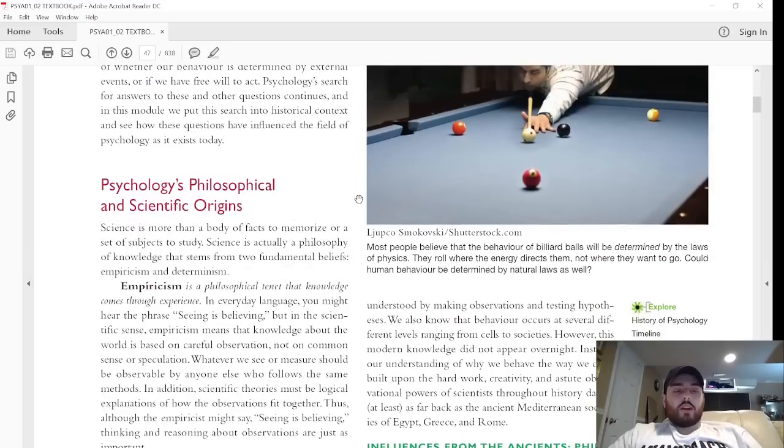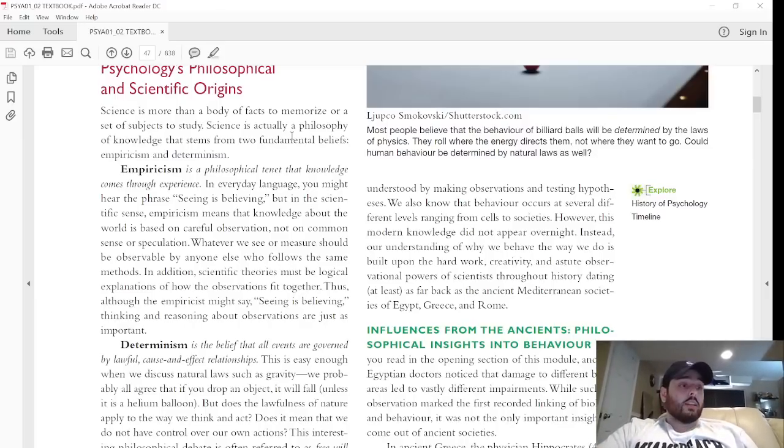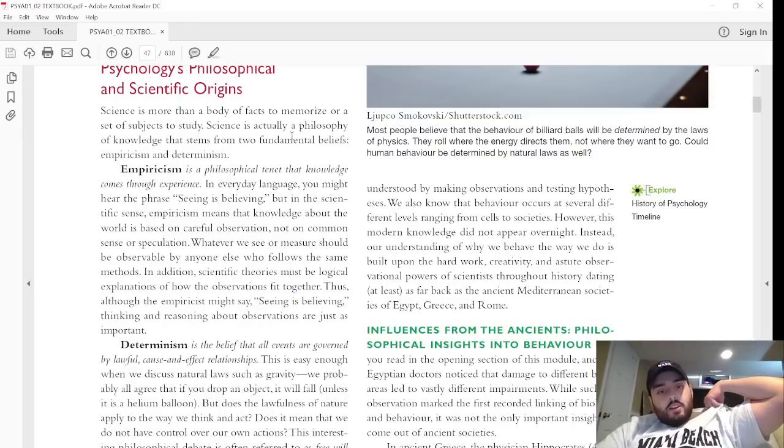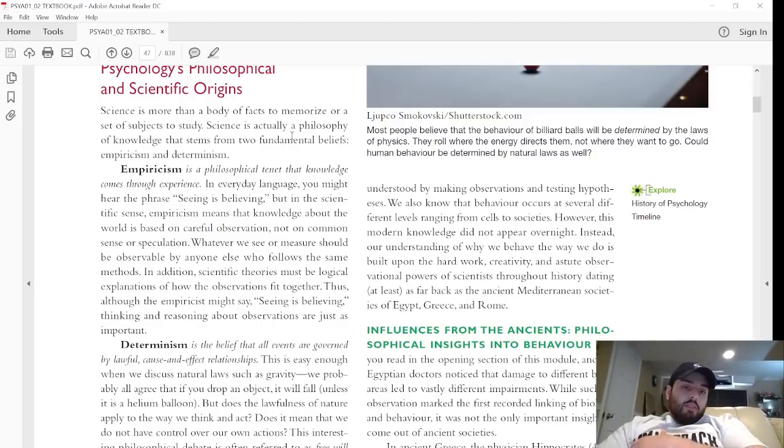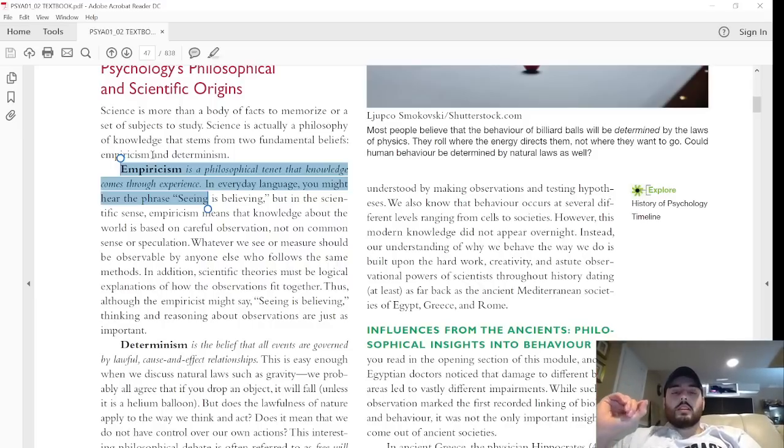So, psychology's philosophical and scientific origins. This is going to be super important for us to get into, okay? So, science is more than a body of facts to memorize or a set of subjects to study. Science is actually a philosophy of knowledge that stems from two fundamental beliefs: empiricism and determinism. So, empiricism is a philosophical tenet that knowledge comes through experience, right? That is empiricism. And the best way you can remember that is that it's your knowledge coming through experience. Empiricism starts with an E, and we can link it to experience. Best way to memorize it, right?